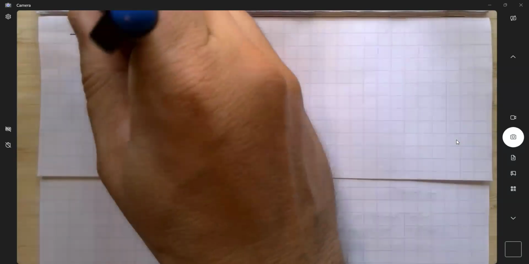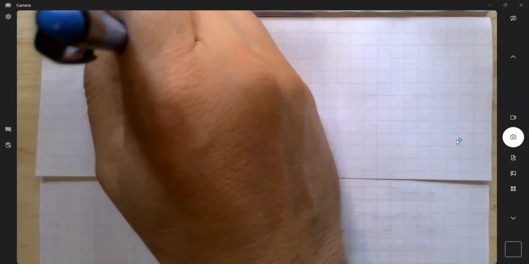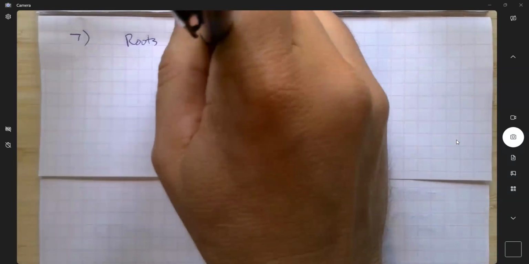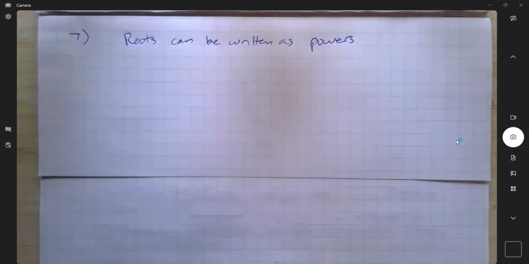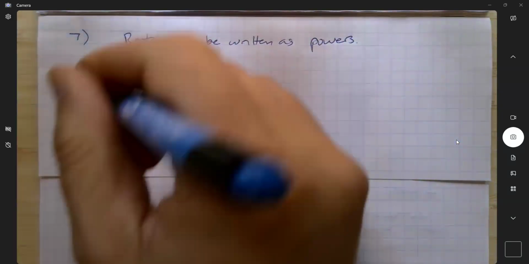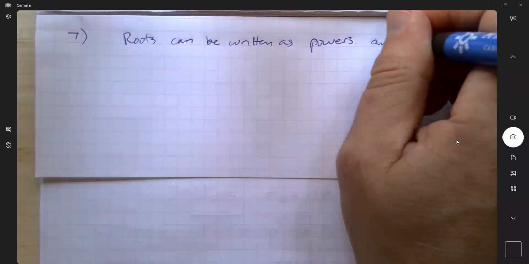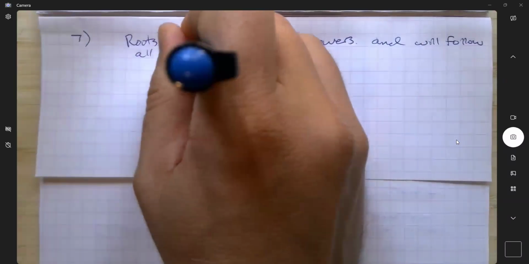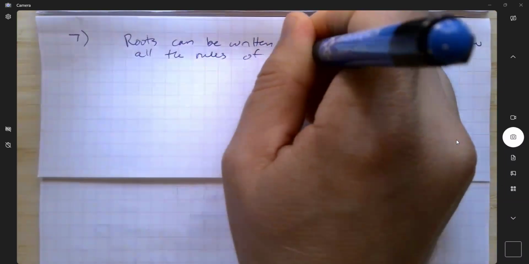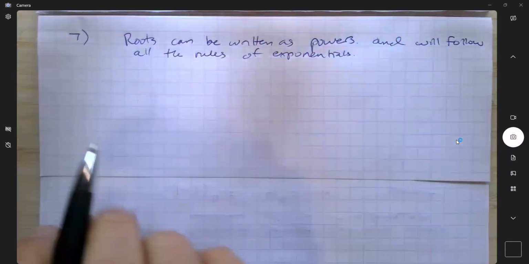Right, next rule, and I could explain this using the idea that exponentials are repeated multiplication, but the explanation is a little long, it's a little convoluted. So let me just say instead what the rule is. Roots can be written as powers, and will follow all the rules of exponentials. And this is really nice.